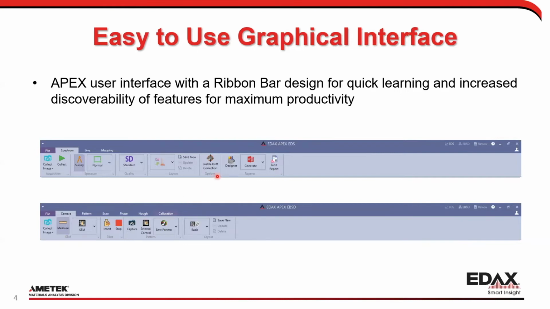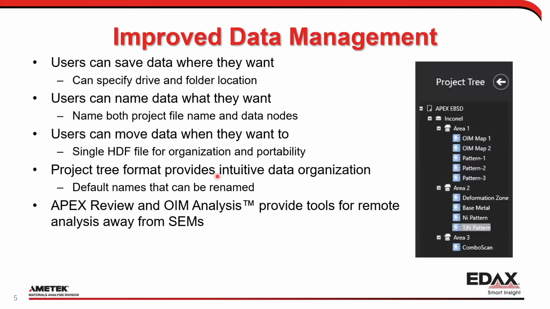The biggest difference really is going to be the data management side of Apex versus Team. One, you can save the data wherever you want. So you can specify a drive or a folder location. You can put the Apex data where you want it to. Users can name it and make the data nodes wherever you want. And of course, users can move this data easily around. Again, all the data is put into what's called an HDF file, and it's highly portable.